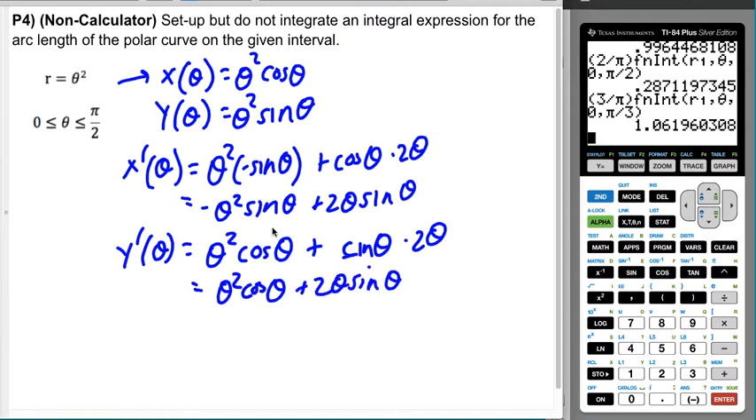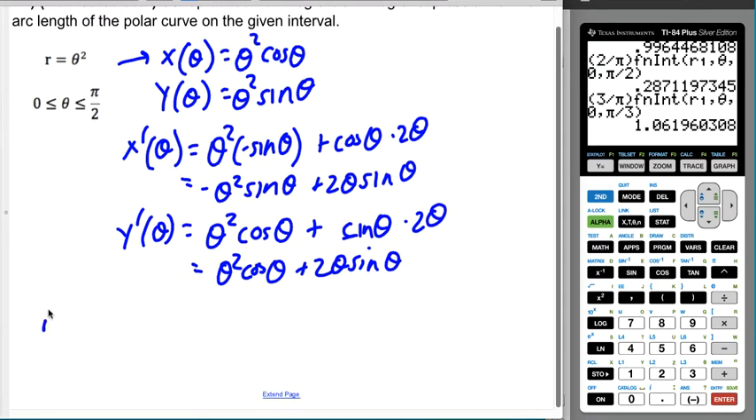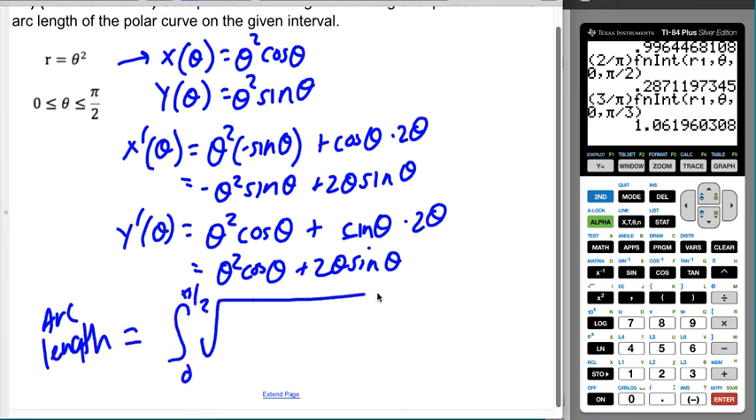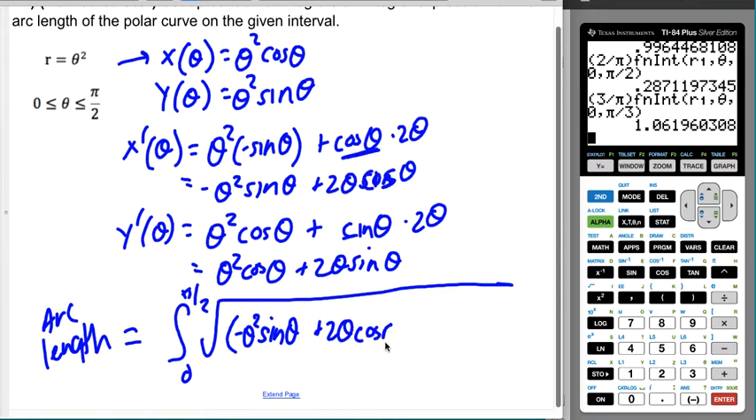And again, I'm not actually integrating, right? I'm just setting it up. So my arc length, and I do communicate really clearly, hey, this is the thing I'm talking about, here's my answer, this is my arc length, is the integral from 0 to pi over 2 of the square root of the thing I called x prime, so that's negative theta squared sine theta plus 2 theta, oh, sorry, whew, be careful, when I cleaned that up, I was wrong. 2 theta cosine theta, that's where you have to be careful, squared, plus this thing, right, which was theta squared cosine of theta plus 2 theta sine theta, quantity squared with respect to theta.